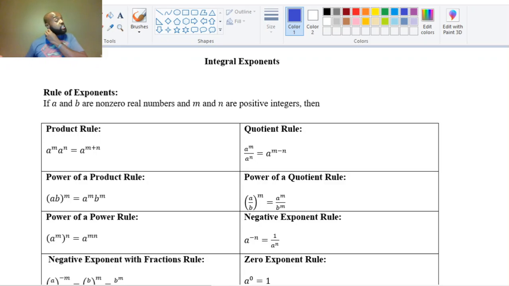In this video, we're going to talk about integral exponents, or in other words, integer exponents. Remember, your integers are your natural numbers or your whole numbers and their opposites. And so we're just going to look at whole number exponents. In order for us to do that, we're going to review rules of exponents.